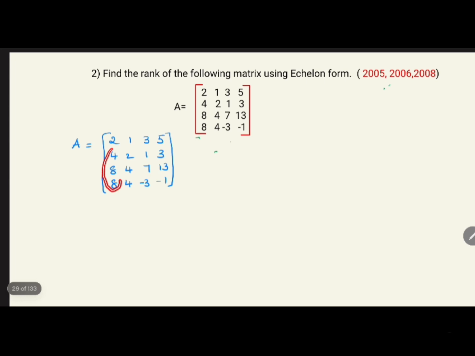Now coming to the second step, what is second step? Second step is I should make these 3 elements 0, making use of R1. Okay, so now what will be the row operations? R2 implies R2 minus 2R1 and R3 implies R3 minus 4R1 and R4 implies R4 minus 4R1. Now first let's do this row operation R2 minus 2R1. Write down R2, 4 2 1 3, multiply R1 with 2, 4 2 6 10. Okay, subtract all these elements, 0 0 minus 5 and minus 7.